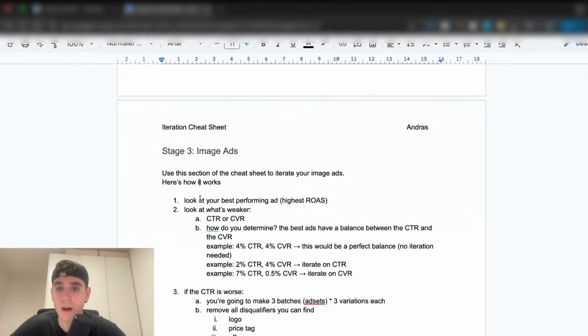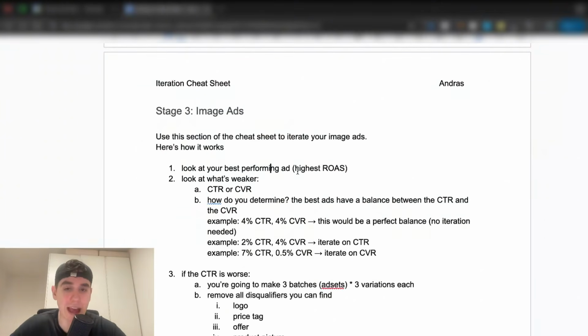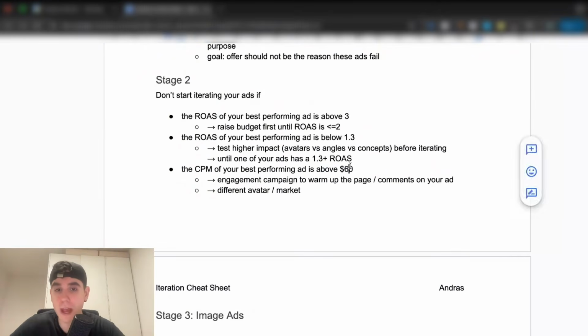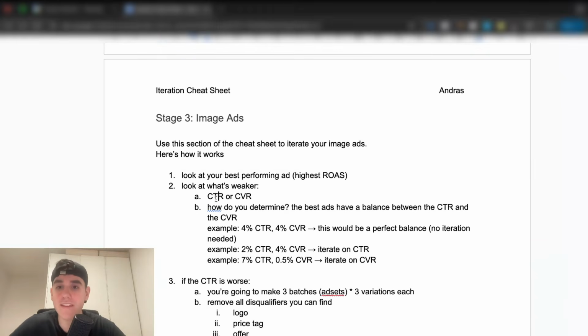Okay, so step 1 is you'll look at your best performing ad, right? And the best performing ad is just the ad with the highest ROAS or cheapest cost per acquisition. Okay, now look at what's weaker. Is it the CTR or the conversion rate? That's already the first question that you ask yourself, because once again, we've eliminated the CPM being an issue because we haven't moved on if the CPM is over $60. So in this case, it's either the CTR or the conversion rate that's weaker.